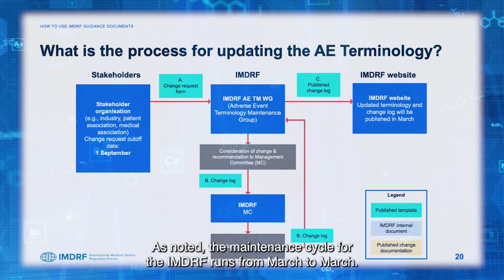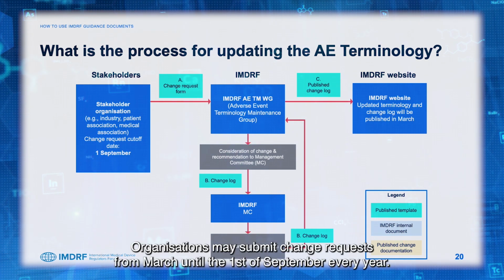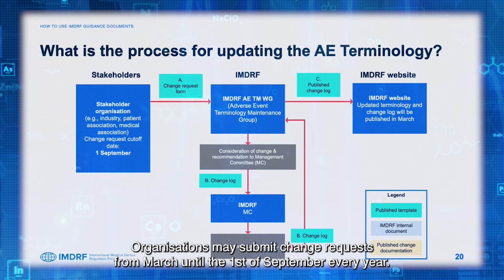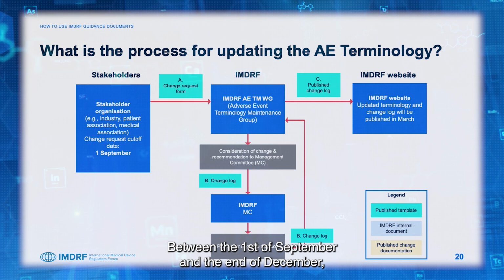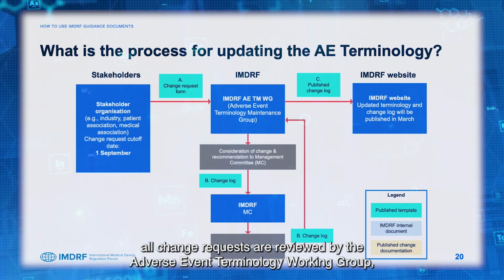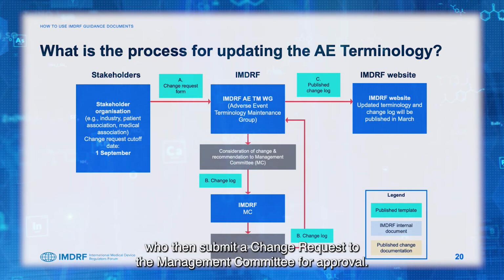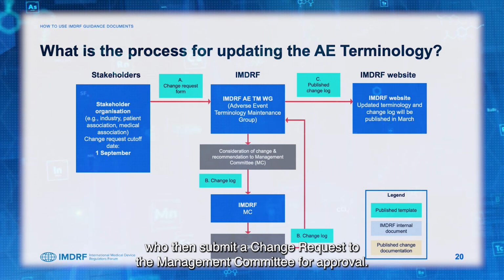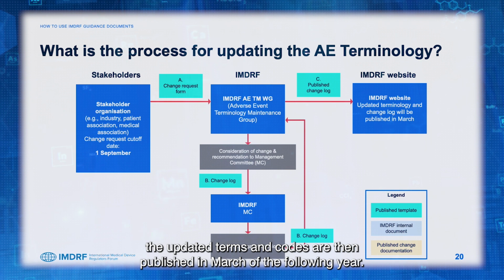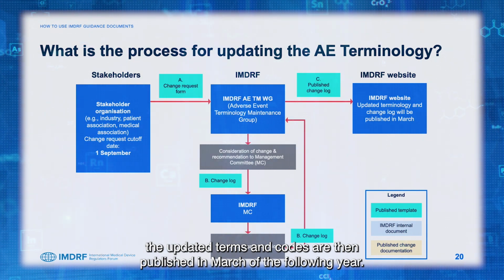As noted, the maintenance cycle for the IMDRF runs from March to March. Organizations may submit change requests from March until the 1st of September every year. Between the 1st of September and the end of December, all change requests are reviewed by the Adverse Event Terminology Working Group, who then submit a change request to the Management Committee for approval. Following approval by the Management Committee, the updated terms and codes are then published in March of the following year.